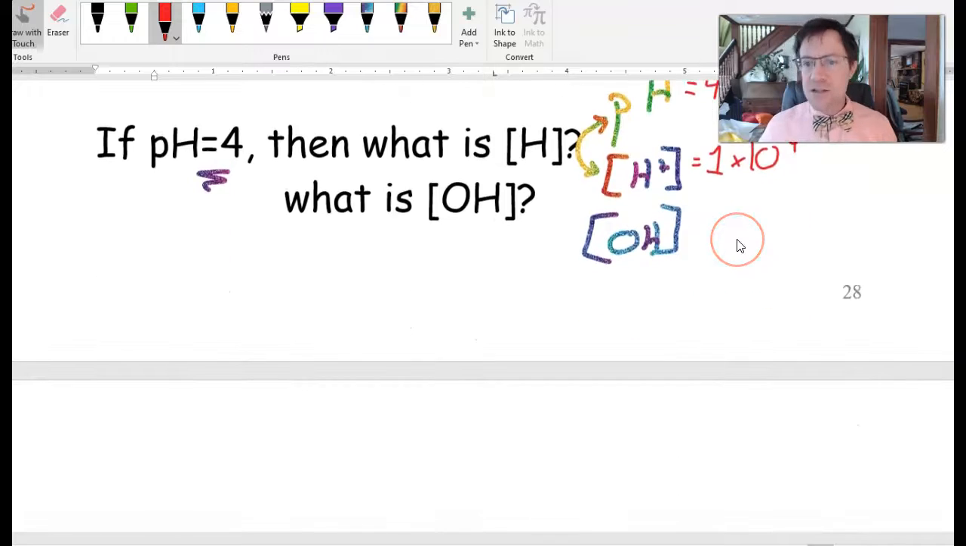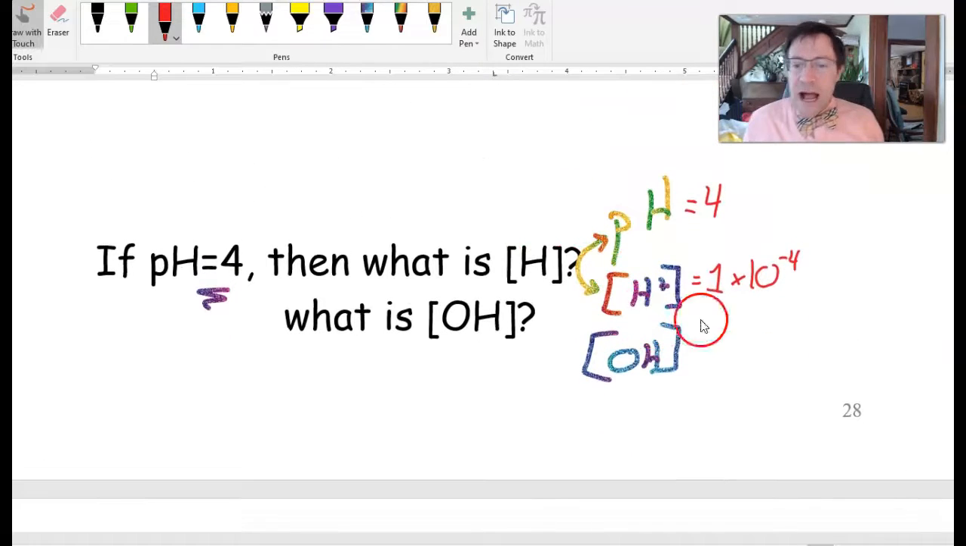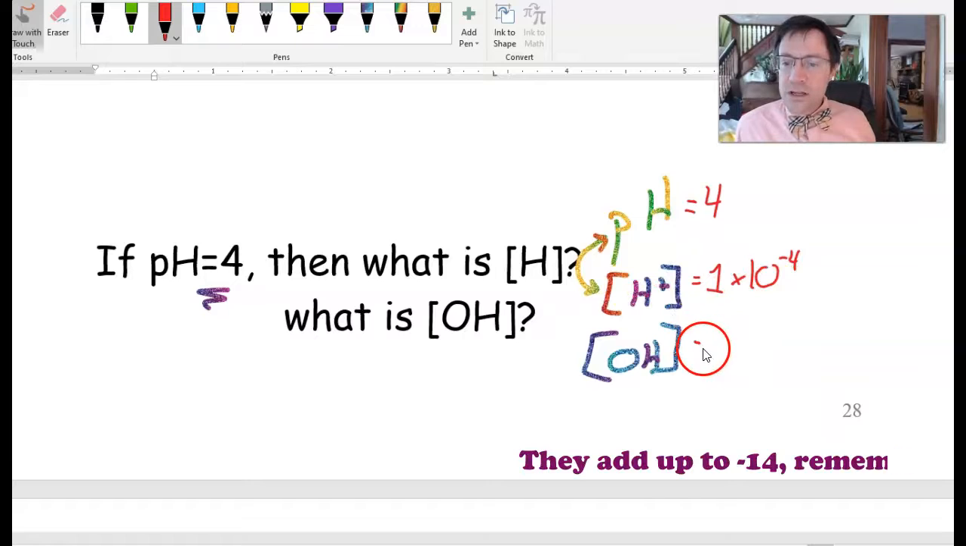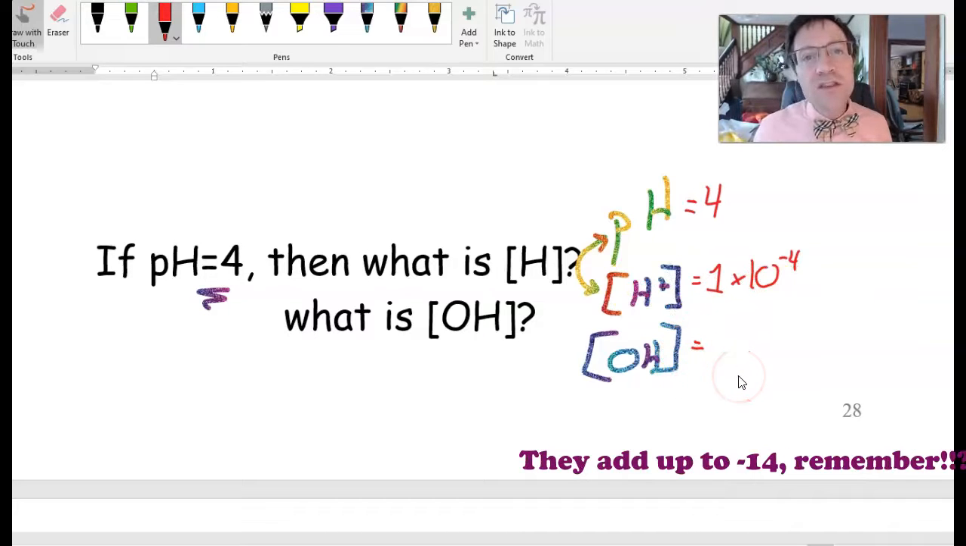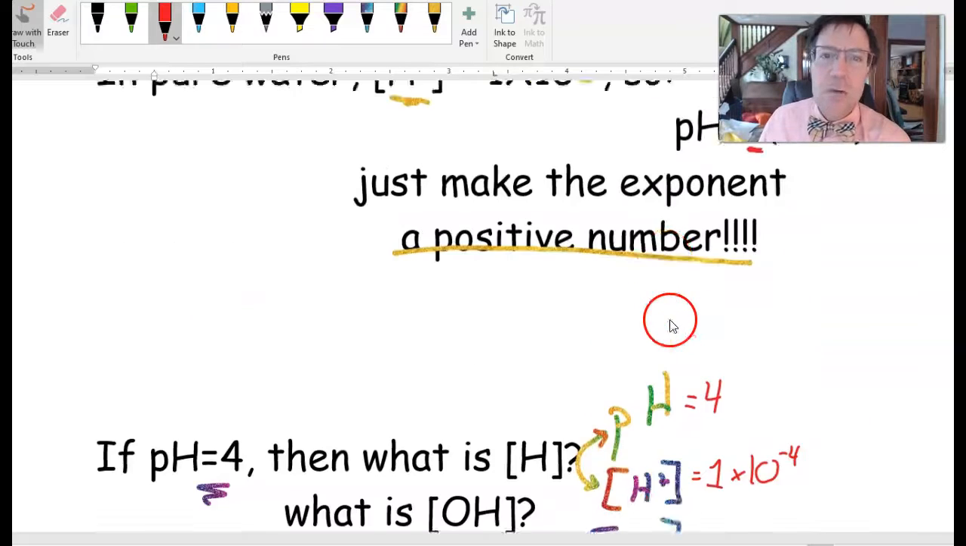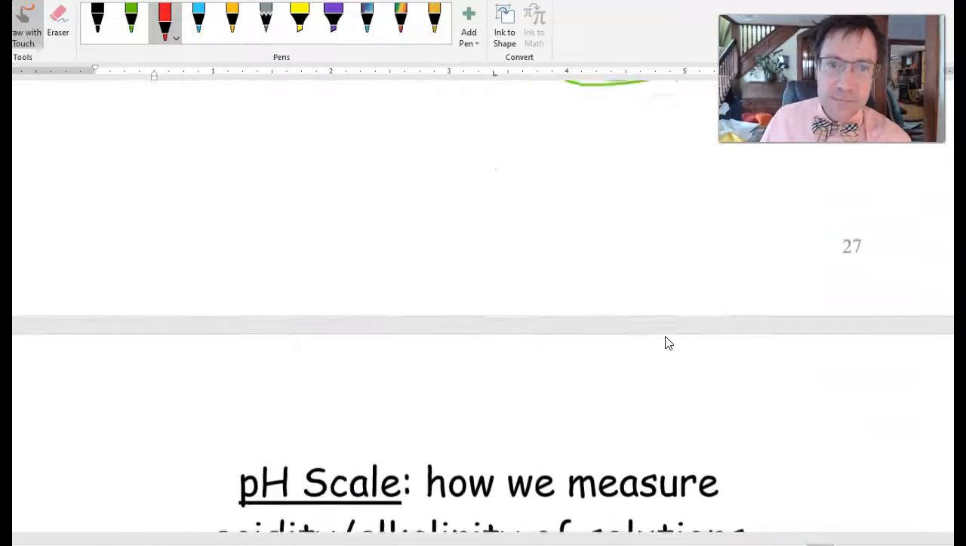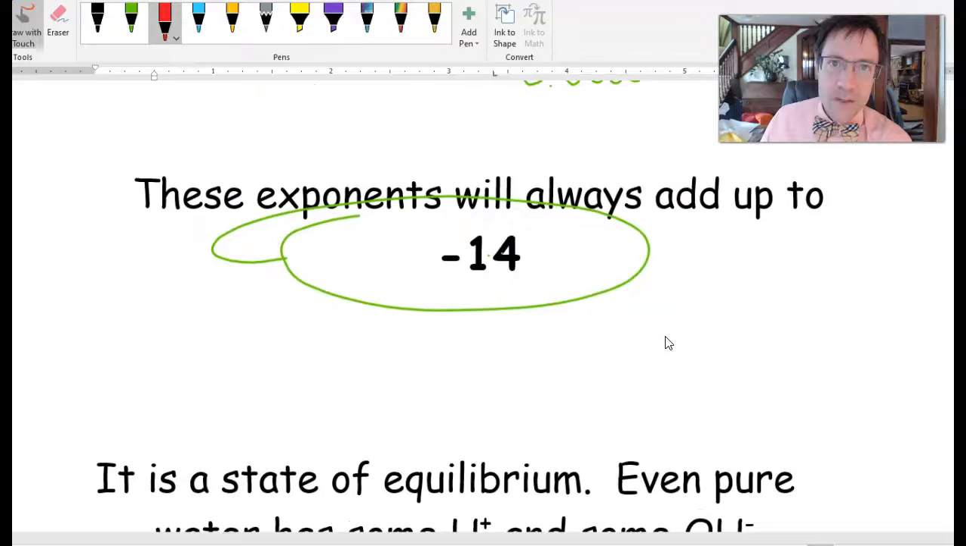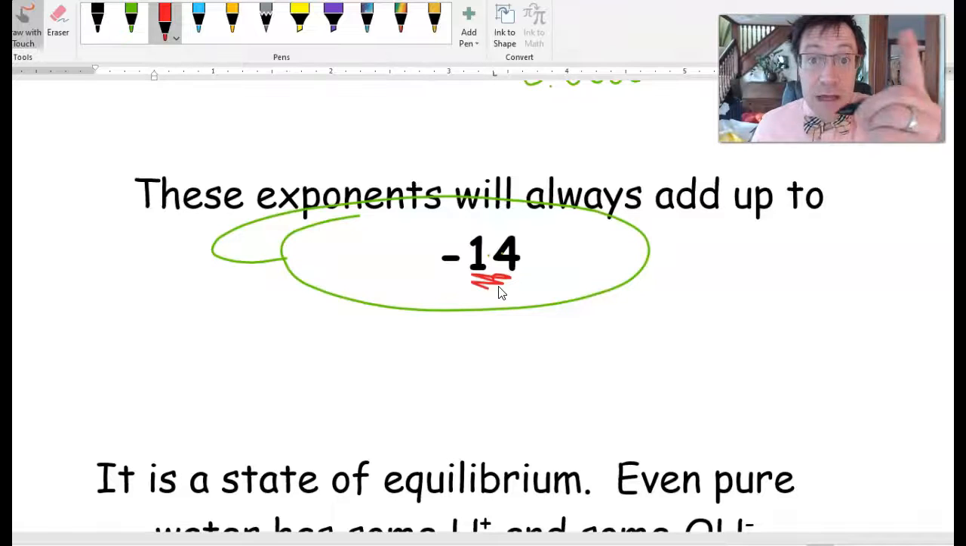All right, let's go back down to this one. So if my hydrogen ion concentration is 1 times 10 to the minus 7, how in the world could I possibly know what the concentration of the hydroxide is? Watch. Let's go back up to this. Did you remember this? Remember, I was like, you got to remember that. Both exponents always add up to minus 14. Keep that in mind.